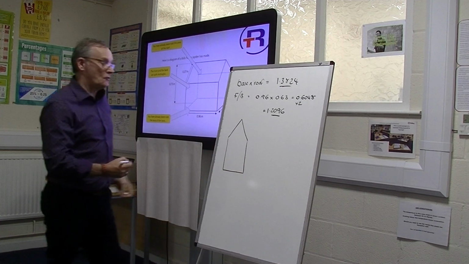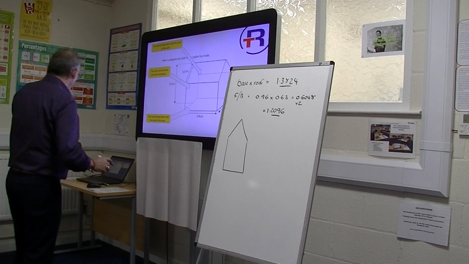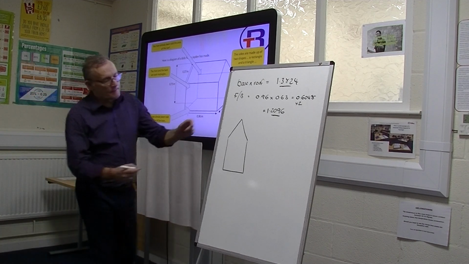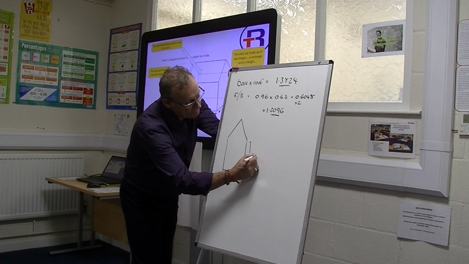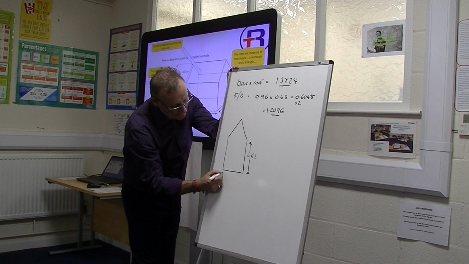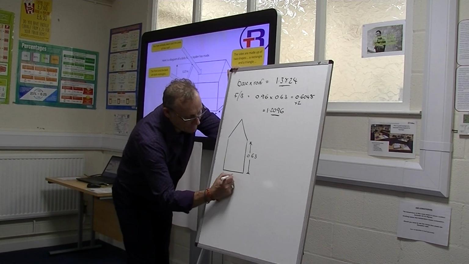There it is. I've drawn it on my page. I'm now just going to put some measurements on. Okay? I'm just going to pop some measurements on. I know that this bit here is 0.63. I know that this bit across the bottom is 0.7 because I can see that from the picture.